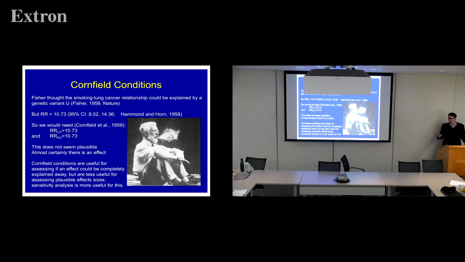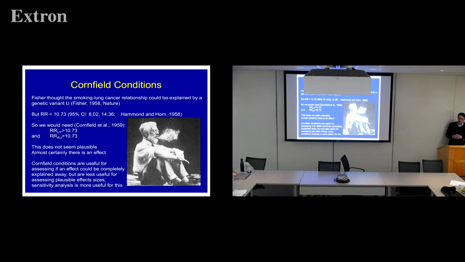And so this paper was actually quite influential in having the general biomedical community accept that this association probably really was in part causal, and to the report of the U.S. Surgeon General in 1964 that action needed to be taken to address smoking in the United States. So these Cornfield conditions, I think, can still be useful rules of thumb for assessing how strong unmeasured confounding would have to be to explain away an association.